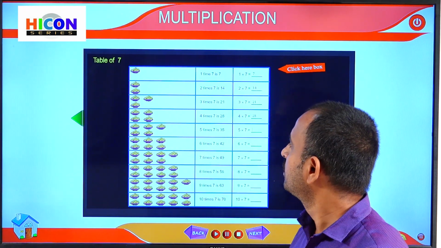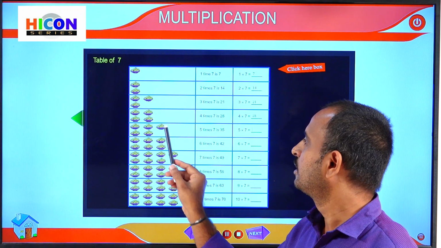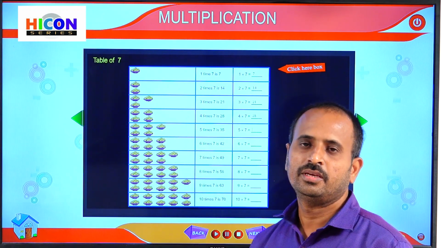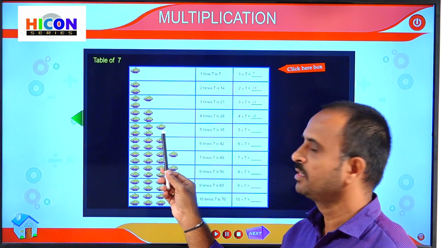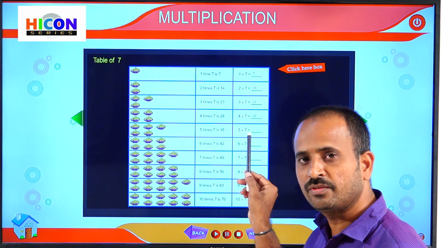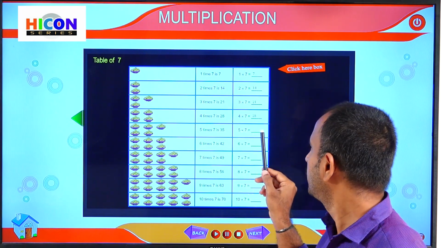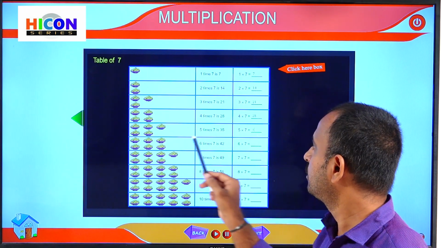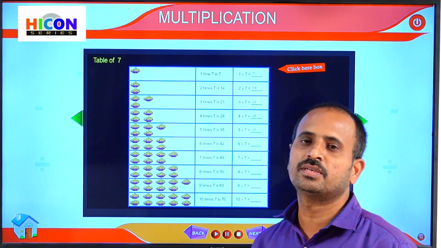And see the next one. So how many groups are there? Here there are total 5 groups. 1, 2, 3, 4, 5. Each group has 7 sweets. That is 5 times 7, can be written as 5 into 7. 5 7 jar. Children, how much? 5 7 jar 35. So total there are 35 sweets.